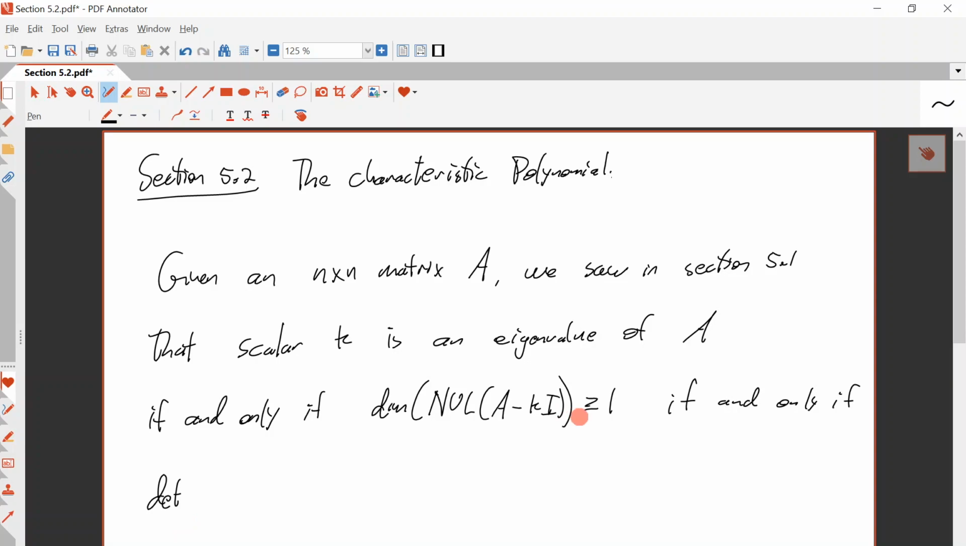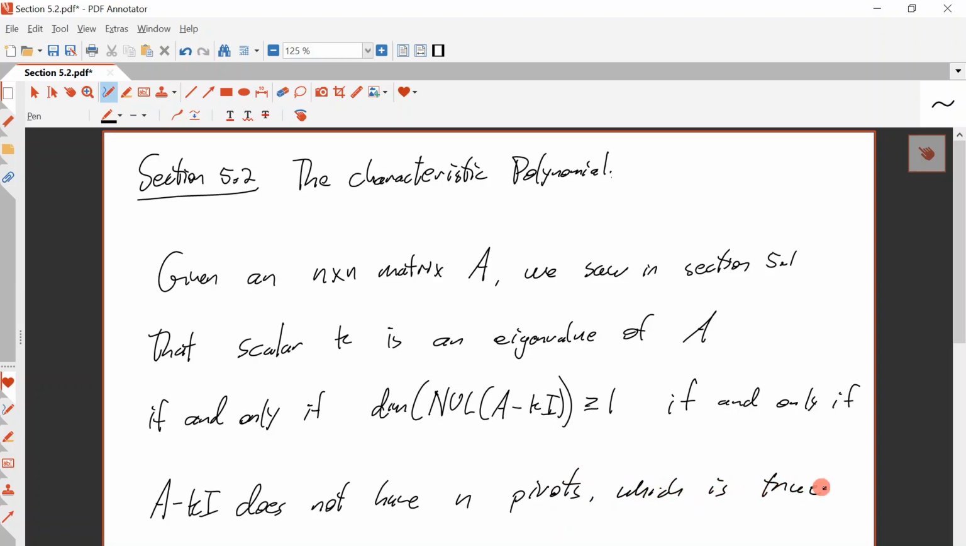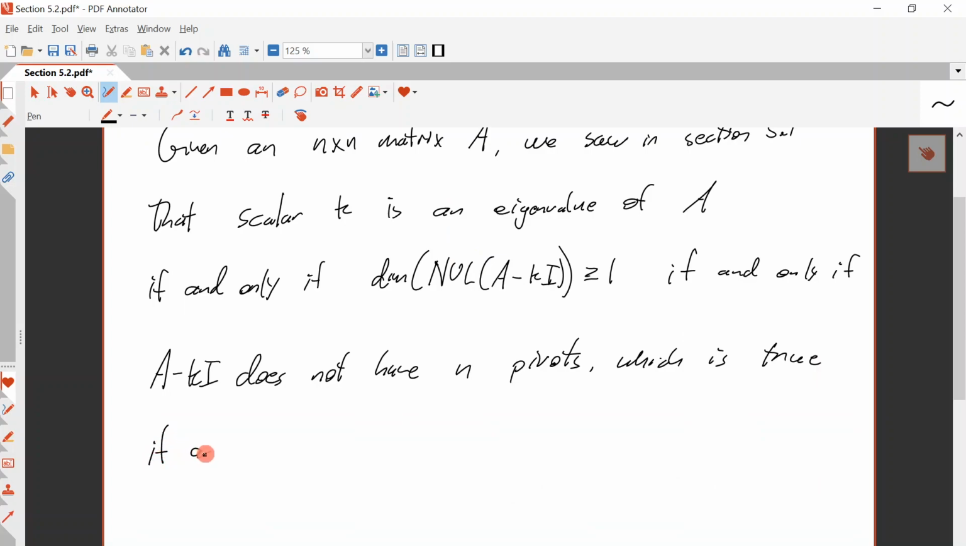if the null space has dimension bigger than or equal to 1, that's if and only if A minus kI does not have n pivots, which is true if and only if the inverse does not exist, if and only if the determinant of A minus kI equals 0.